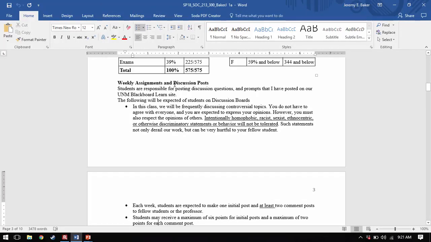Here are some guidelines for our discussion posts. There's a couple things I want to touch on here. Sociology, as you're probably familiar, I'm pretty sure Social 101 is a prerequisite for this class, so you probably already know this. But we are talking about things that have to do with people's everyday lives. So we're talking about people's personal identities. For that reason, intentionally homophobic, racist, sexist, ethnocentric, or any kind of discriminatory statement can't be tolerated. Can't and won't be tolerated.